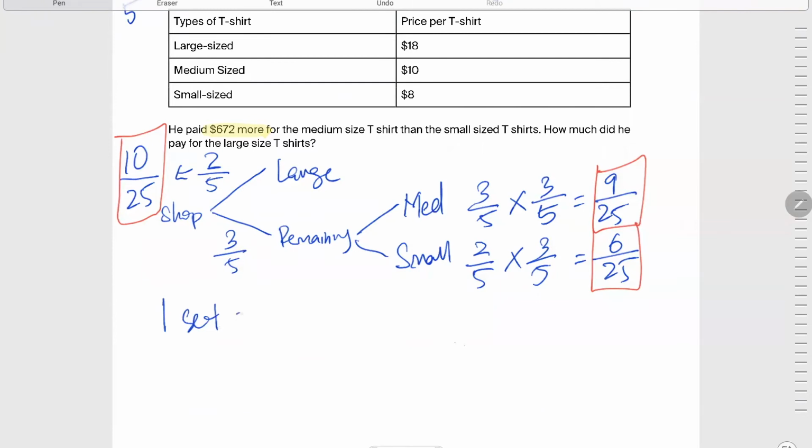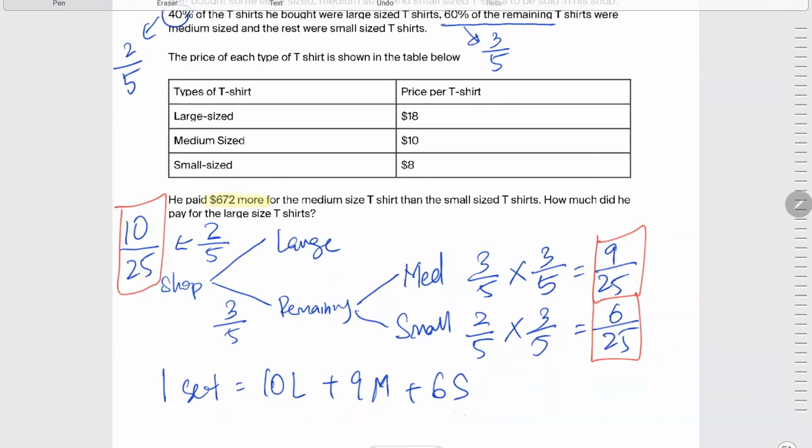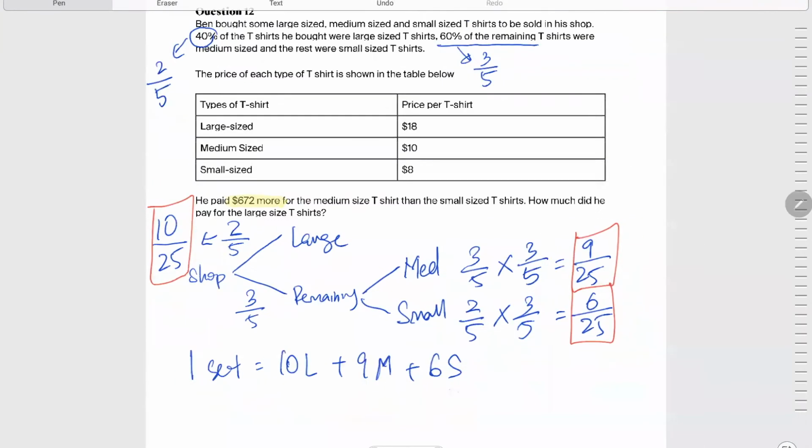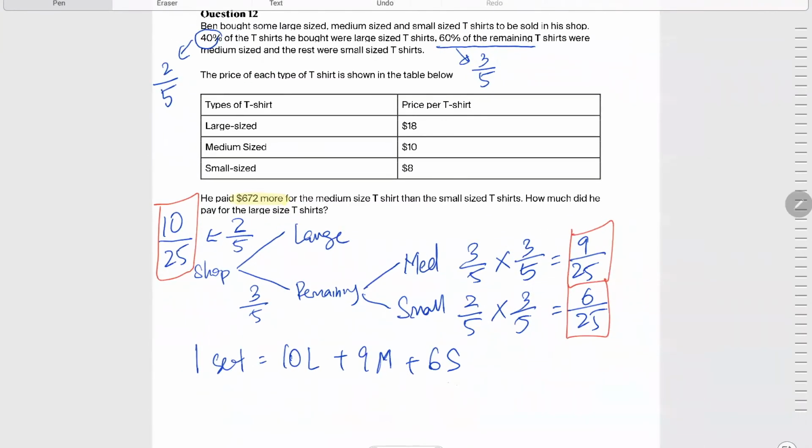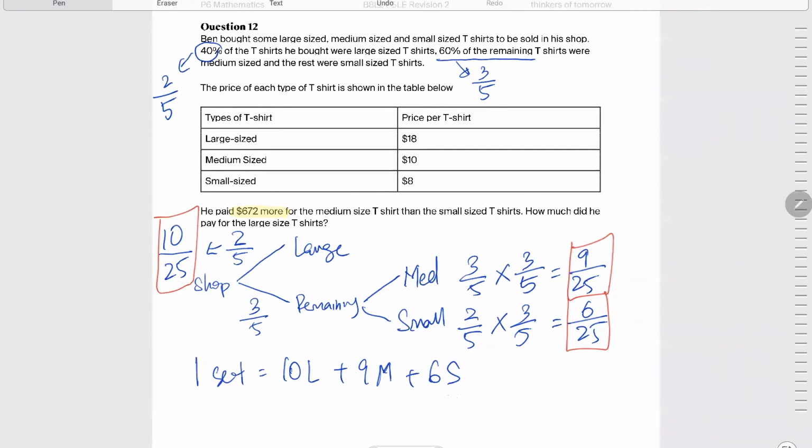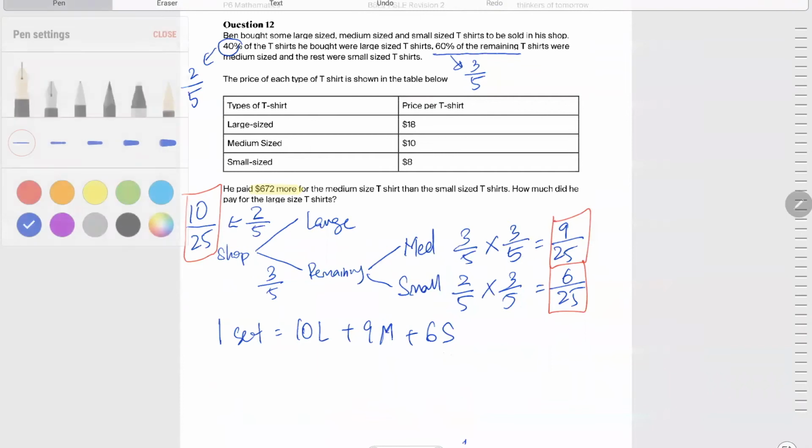One set is equal to 10 large plus 9 medium plus 6 small. Okay, so this is more, right? More. This is not total anymore. You can't take big total divided by small total. So of course, this set question is what we call big difference divided by small difference. Okay, so very important. I want to highlight this. This is your big diff divided by small diff question. Okay, I'm going to highlight here.